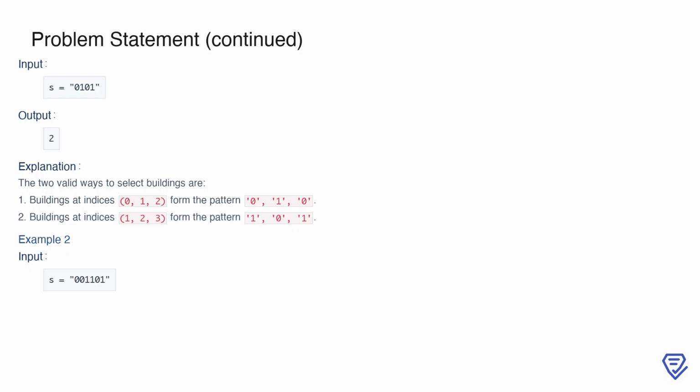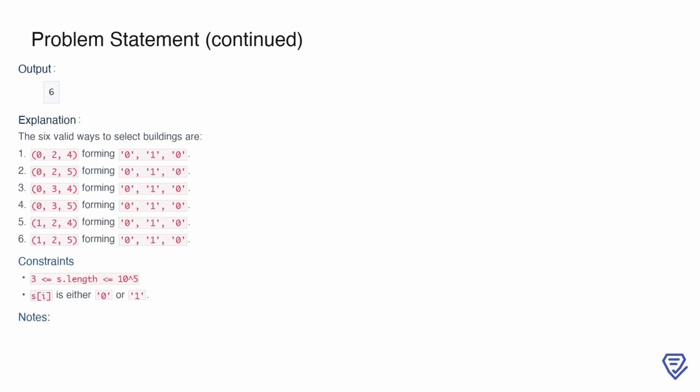Suppose the input string S is 0101. In this case, the output is 2. This is because there are 2 valid ways to select 3 buildings that meet the criteria. The first valid selection consists of the buildings at indices 0, 1, 2, which form the pattern 0, 1, 0. The second valid selection is the buildings at indices 1, 2, 3, which form the pattern 1, 0, 1. These 2 combinations are the only ones that satisfy both the order and pattern requirements for this input.